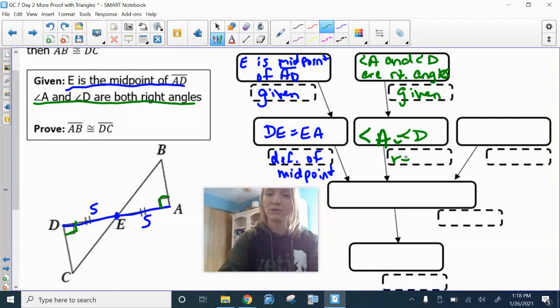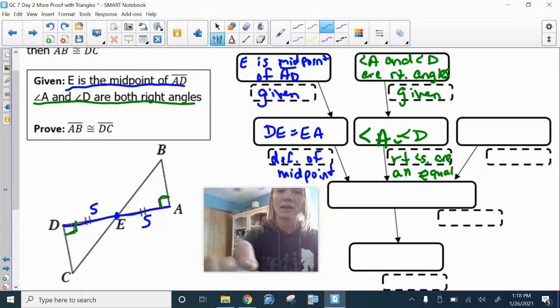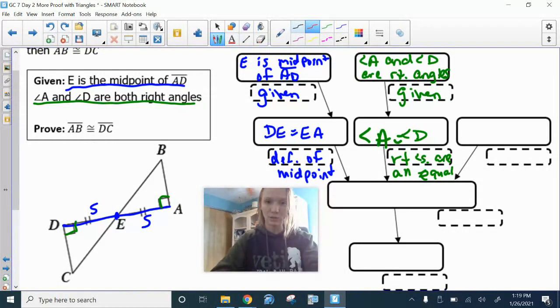Because right angles are all equal. Now, I'll just put the word equal. All right. Is there anything else that we can conclude is equal in this problem?